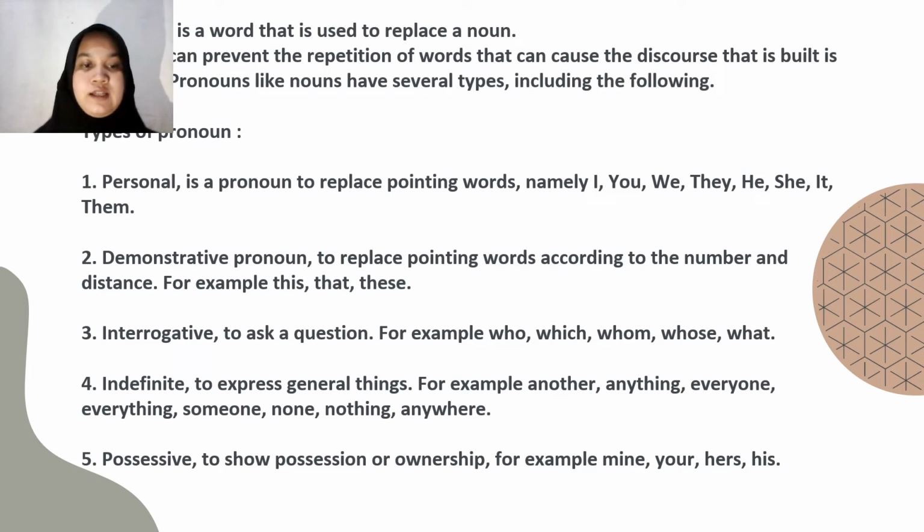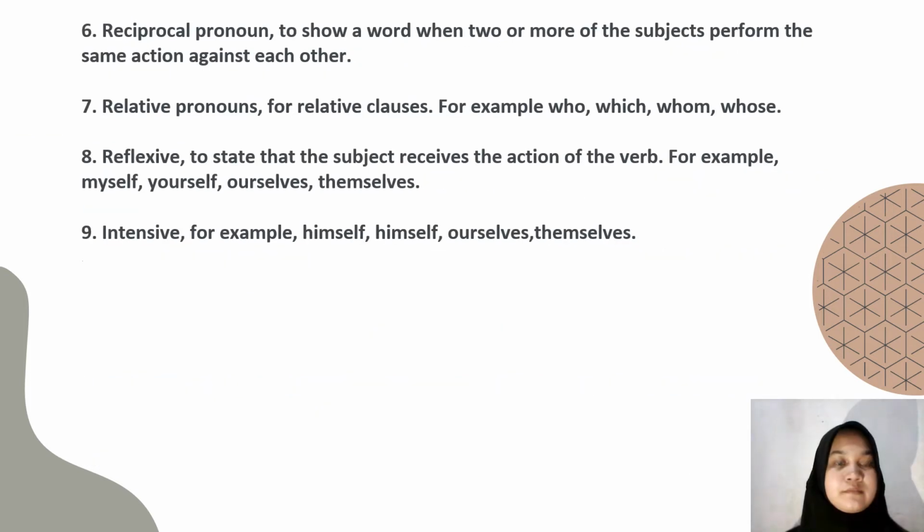4. Indefinite: to express general things, for example, another, anything, everyone, everything, someone, none, nothing, and anywhere. 5. Possessive: to show possession or ownership, for example, mine, your, hers, and his.